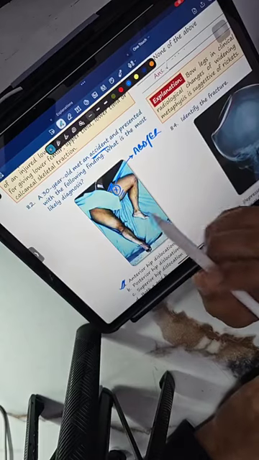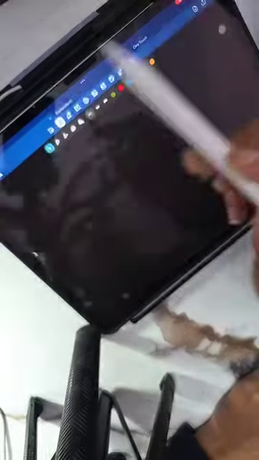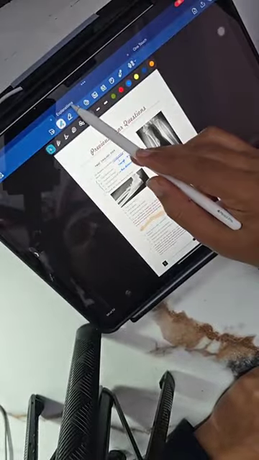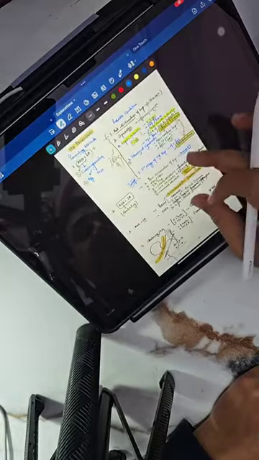So it can be an image-based question. It can be a theoretical question. It may go either way. So don't get confused here.